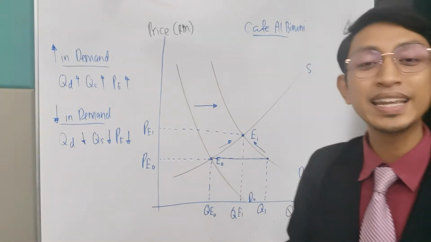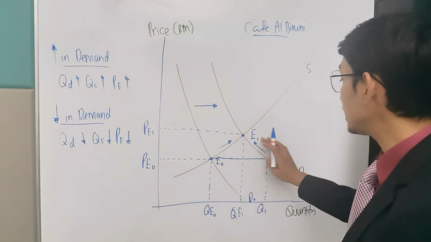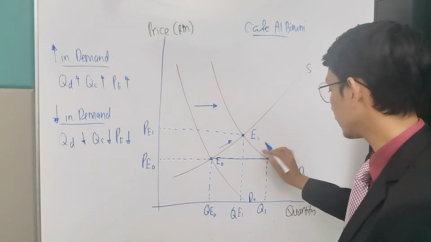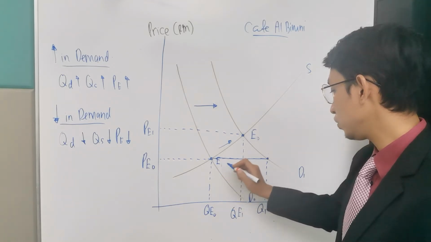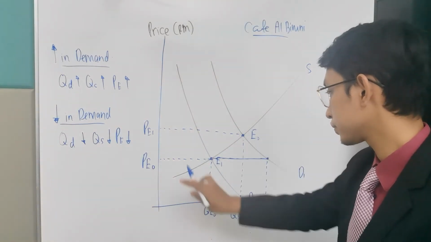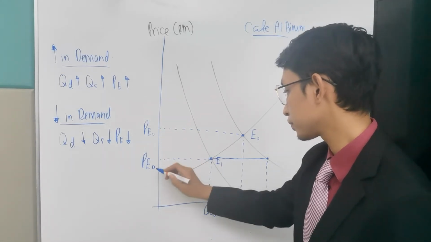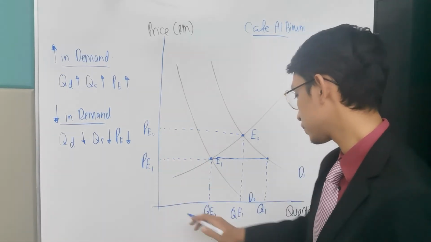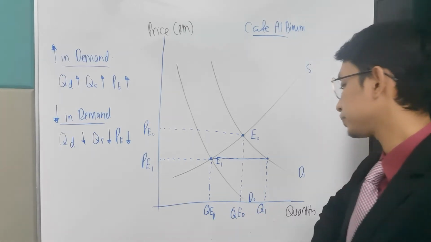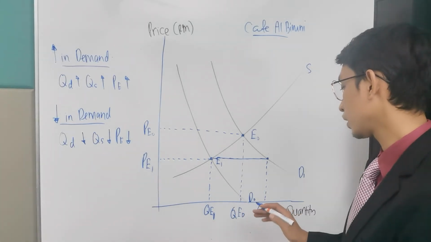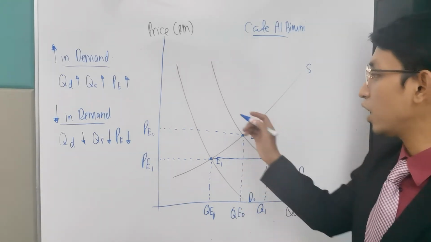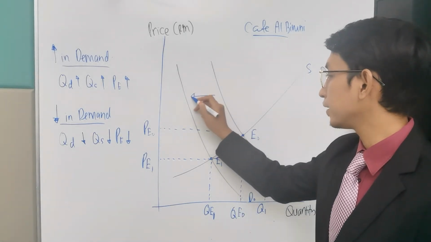Second one, we have decrease in demand. So now let's change the scenario. Let me change the number for a while. Okay, E1. Okay, so let's say now we have a decrease in demand.